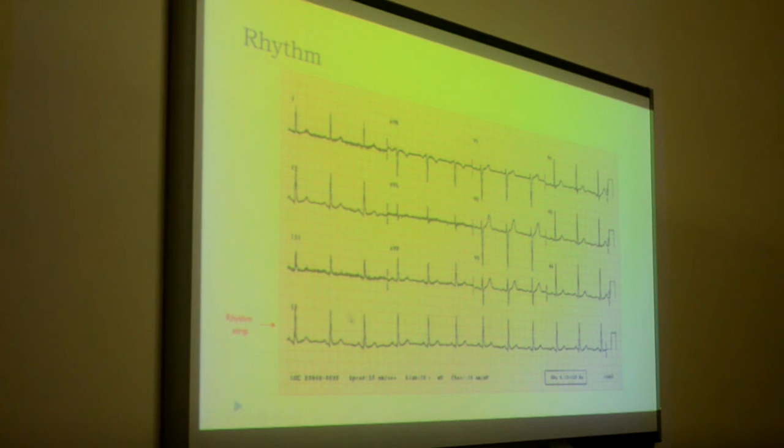So 1, 2, 3, 4, 4.5. If I measure, 72. It's the same. The spaces between the QRS complexes are the same. So this is how I know whether this rhythm is regular or not. Clear? You use the rhythm strip and then measure the distance between the QRS complexes to make sure that they are equal or not.